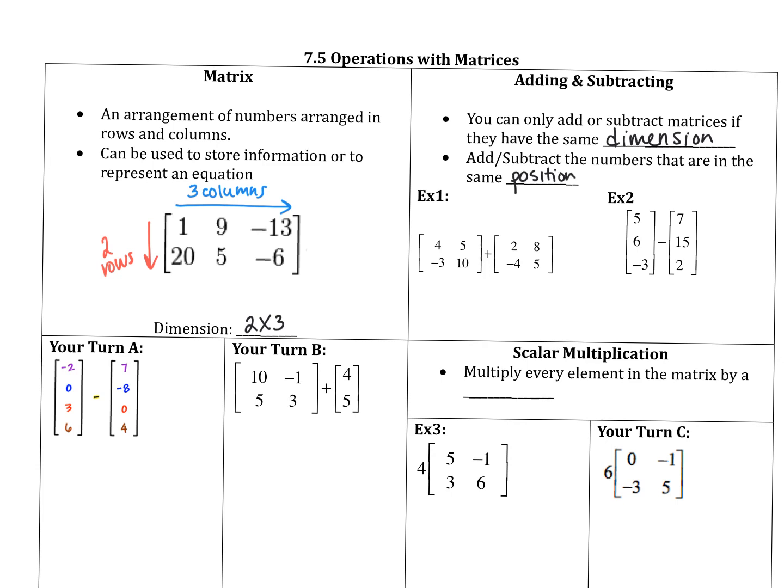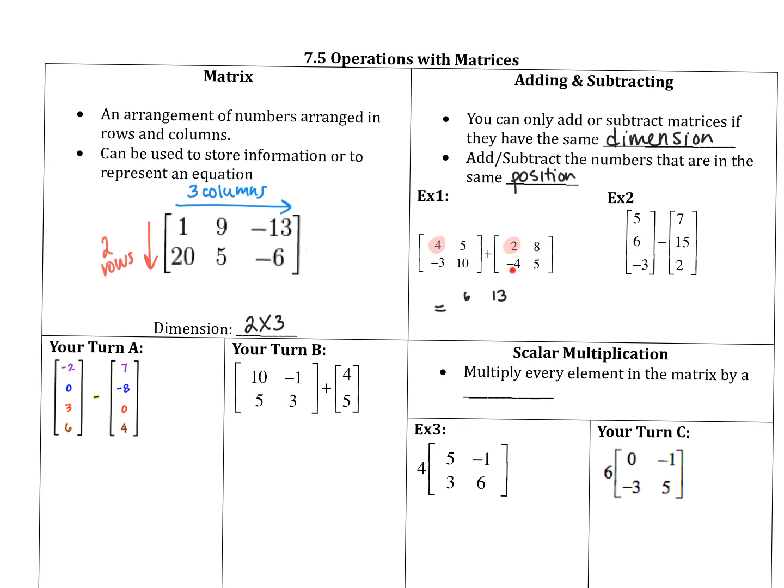So let's look at our first example. I want to add this 2 by 2 matrix with this 2 by 2 matrix. I can definitely do that because they're the same dimension. And I'm going to add corresponding elements. So I'm going to add 4 with 2 to get 6. 5 corresponds with 8, so we can add those together to get 13.